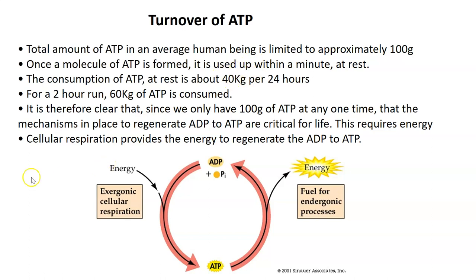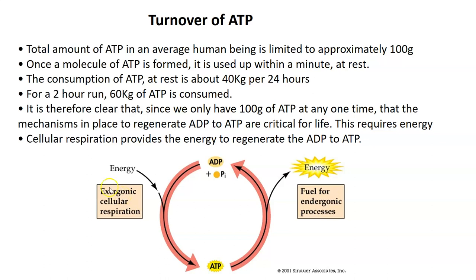And it's cellular respiration that provides this energy that allows us to regenerate ADP to produce ATP. So cellular respiration is critical, because we only have a limited amount of ATP in our bodies. So energy is put in, ADP forms ATP. The whole cellular respiration pathway is exergonic.